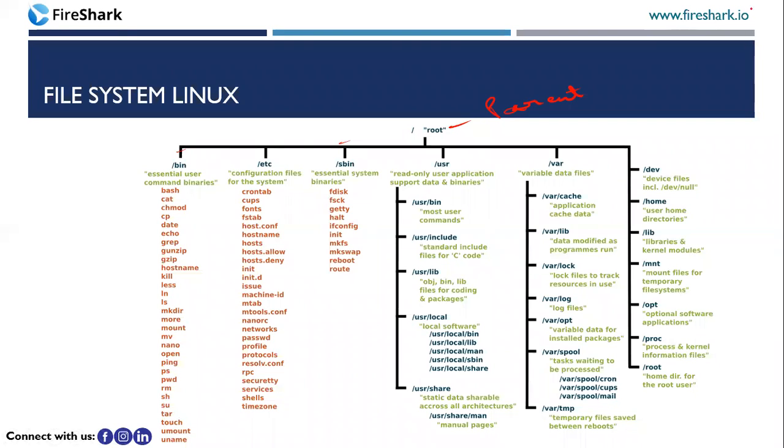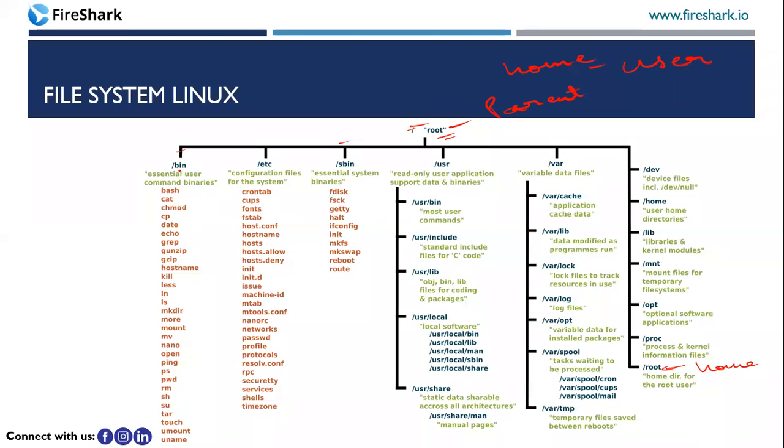One more important thing is, if you are a local user, you will always find that for a local user there is a home directory. For a root user, the home directory is this one, the root. That is the home directory for the root user, okay?